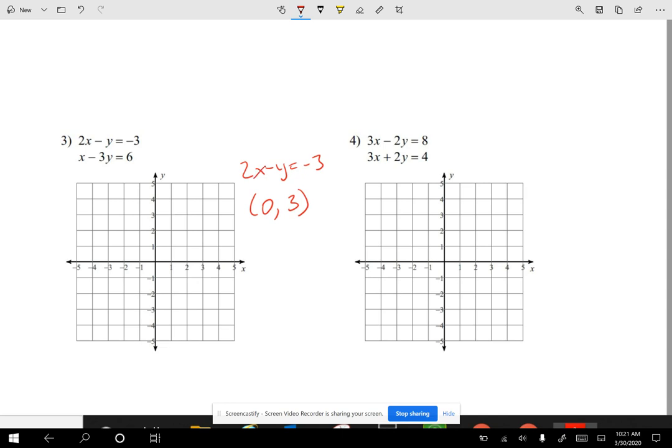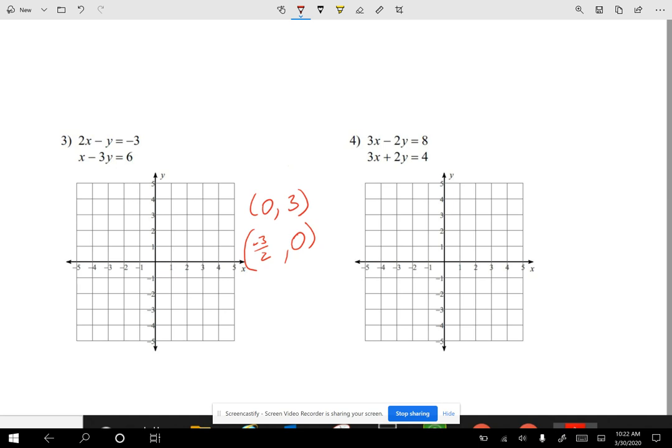Looking back at the equation, 2x minus y equals negative 3. Now I say, well, what if y equals 0? So let me erase the y term, and I have that 2x equals negative 3. So that means that x, and I'm going to divide both sides by 2, x is equal to negative 3 over 2. If I can plot those 2 points, by all means do so.